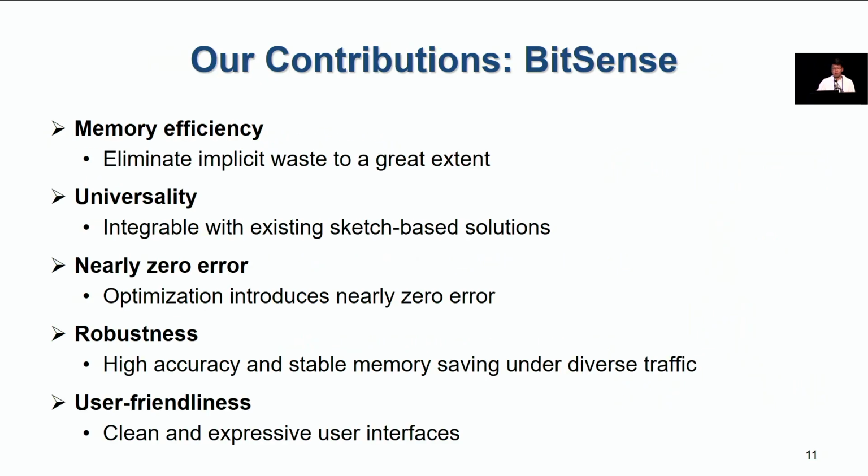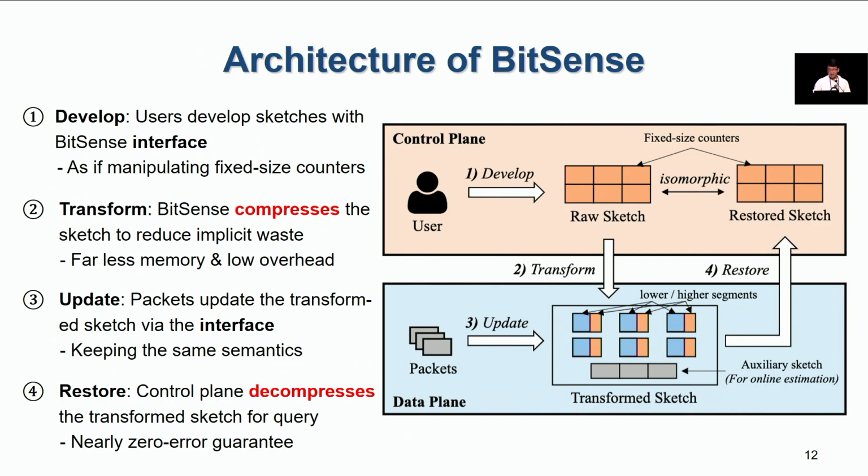Now we introduce our work, BitSense, whose primary features include memory efficiency, universality, nearly zero error, robustness, and user-friendliness. The architecture of BitSense is as follows. It consists of 4 steps. Step 1 is that users develop sketches with the BitSense counter interface. The interface abstracts the update and query operations, and users feel that they are just manipulating fixed-size counters.